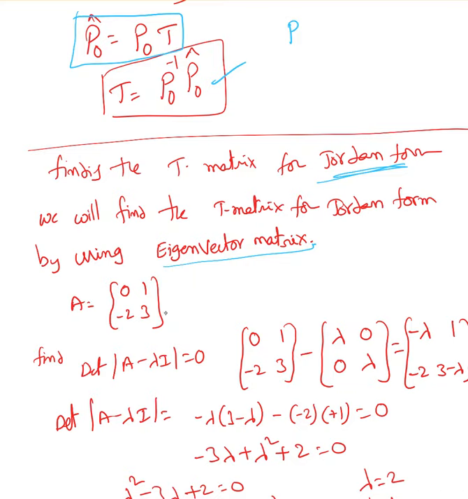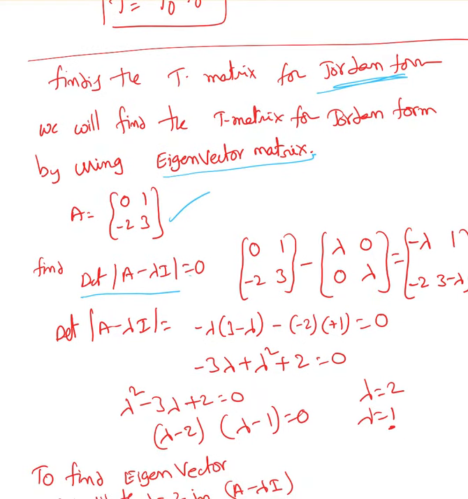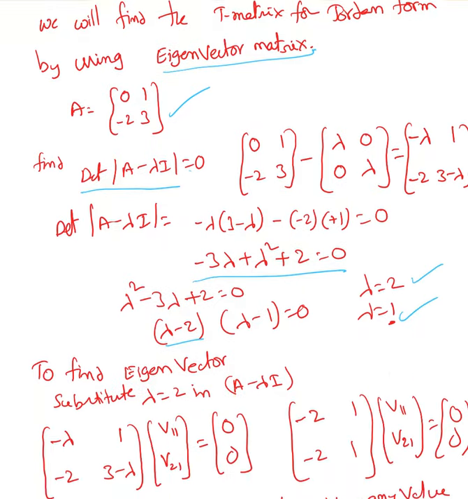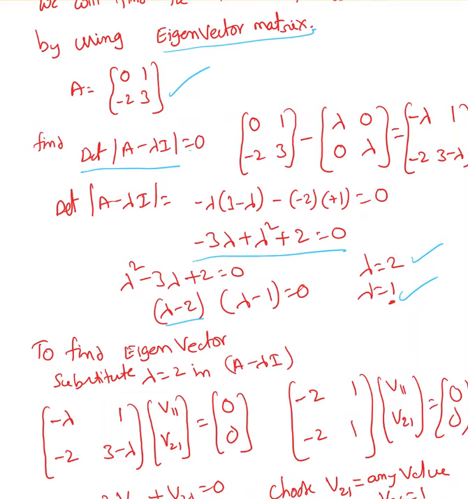So if you have A equal to 0, 1, minus 2, 3, find the determinant of A minus lambda I and make it equal to 0. Once I have that, I have lambda equal to 2, lambda equal to 1. Now these are called eigenvalues.